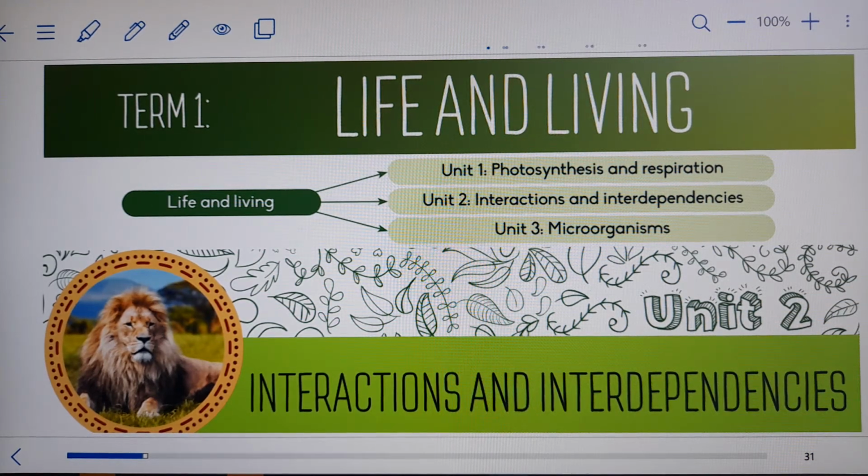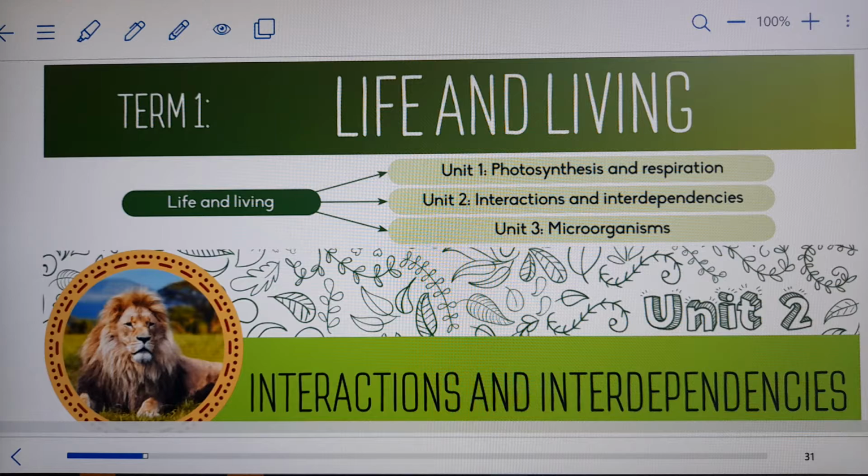Hello again, and we are still under life and living. In our previous two lessons, we've covered photosynthesis and respiration, which was unit number 1. Now we will cover unit number 2, which talks about interactions and interdependencies. Okay, under life and living.